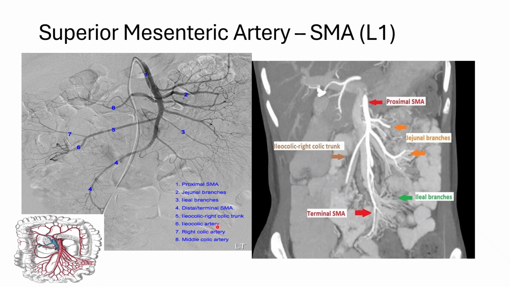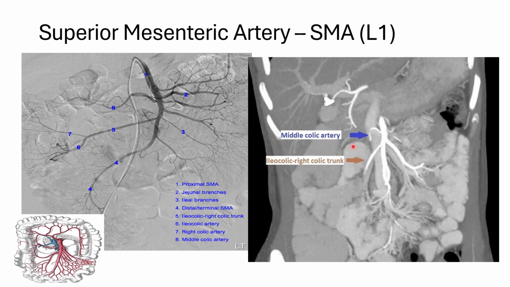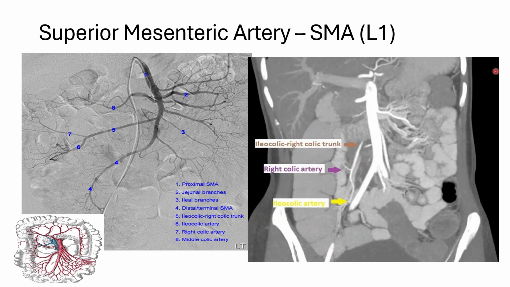5 is the ileocolic right colic trunk. In this DSA image we can see this is the ileocolic right colic trunk 5, and 6 is the ileocolic artery, whereas 7 is the right colic artery, and 8 is the middle colic artery. So this is seen in the subtraction image, whereas not visualized in this MIP image. Now this is the middle colic artery. So these arteries are visualized individually.